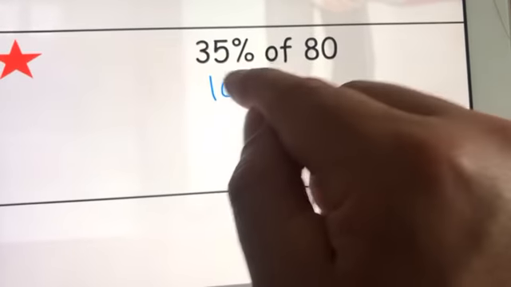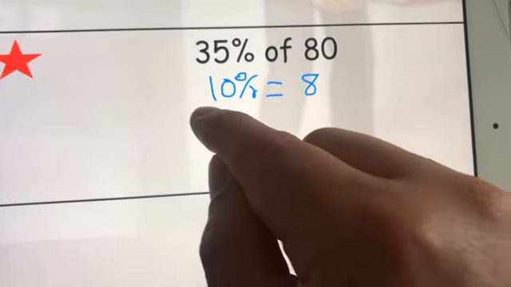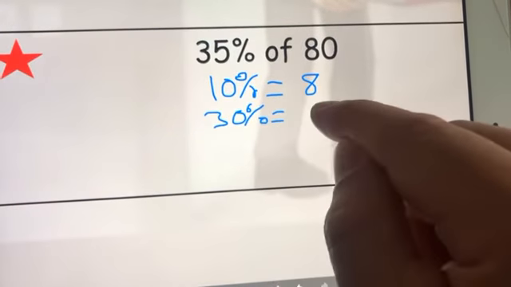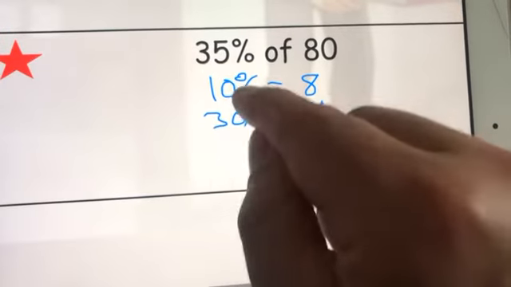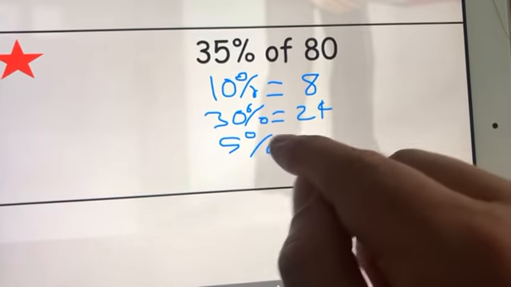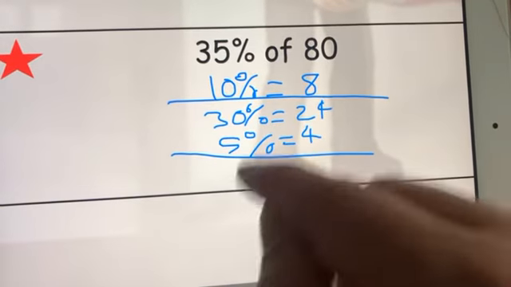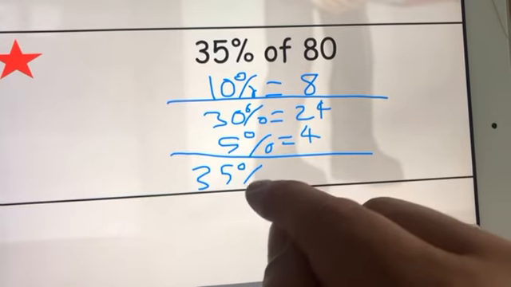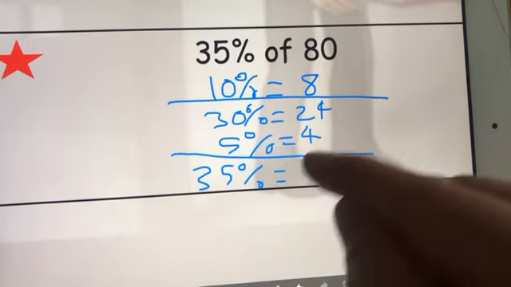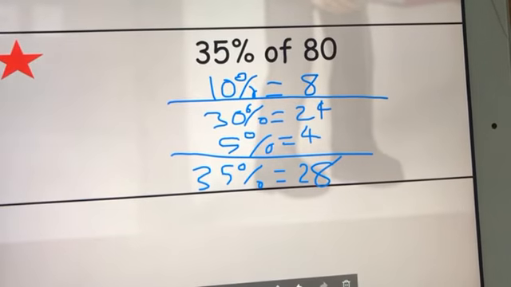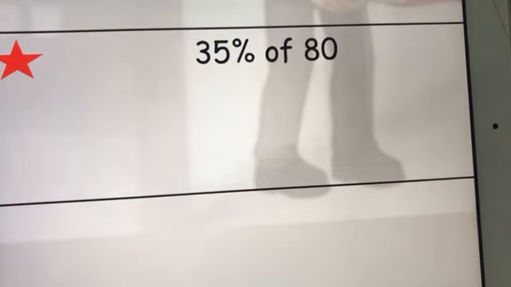Right, last three. 35% of 80. Okay, 10% first. 10% is 8. That would mean 30%, if I times it by 3, would be 24. And then I'm going to half 10% to find 5%, which gives me 4 overall. Add the two bottom ones: 30 and 5 makes 35. 35% on the left hand side, 24 plus 4 makes 28. So 35% of 80 is 28. 1 mark.